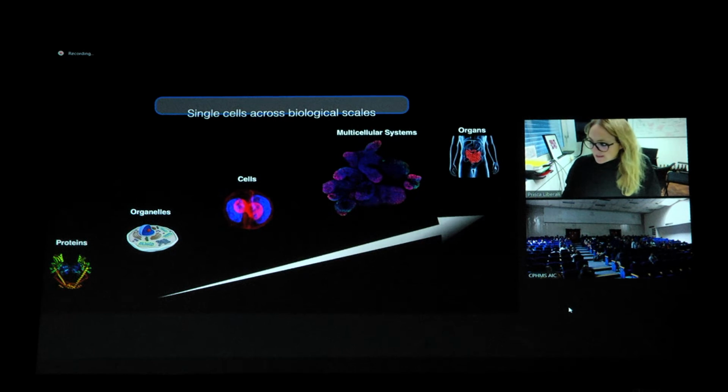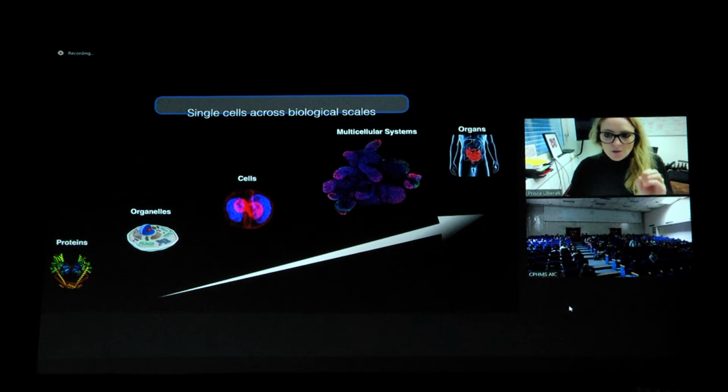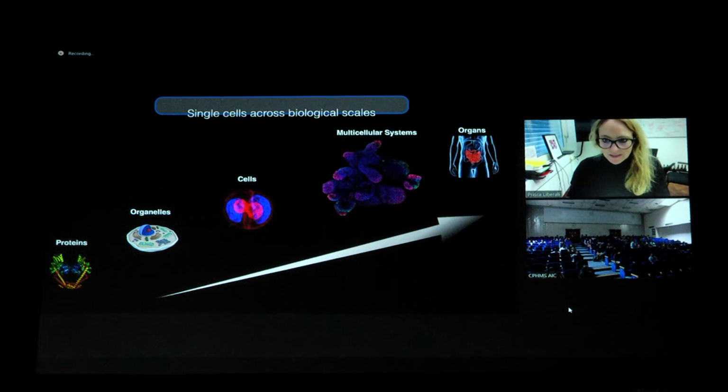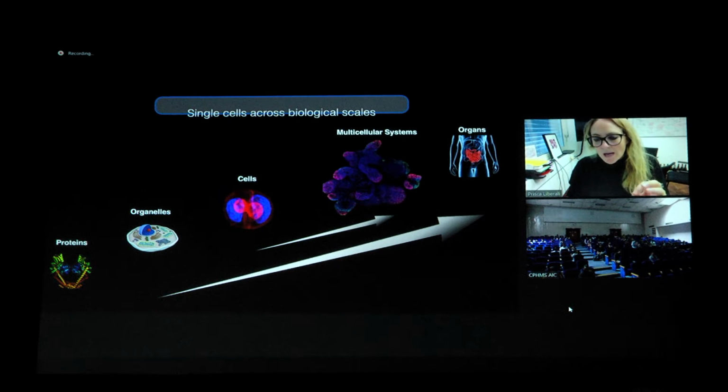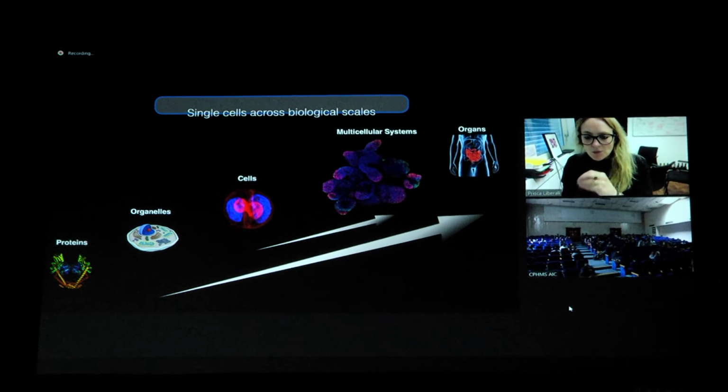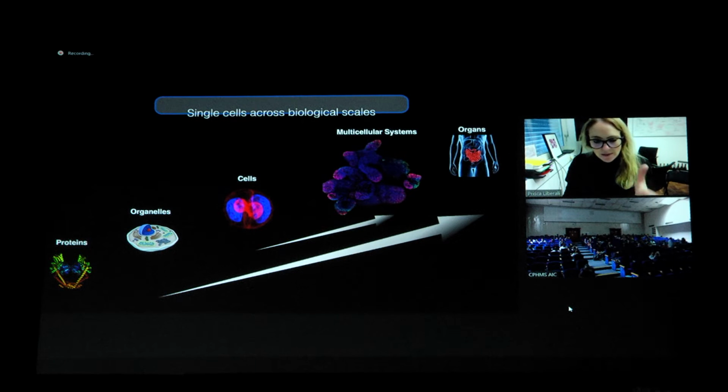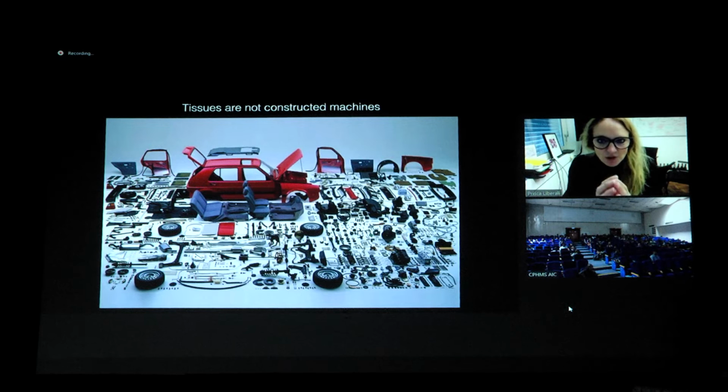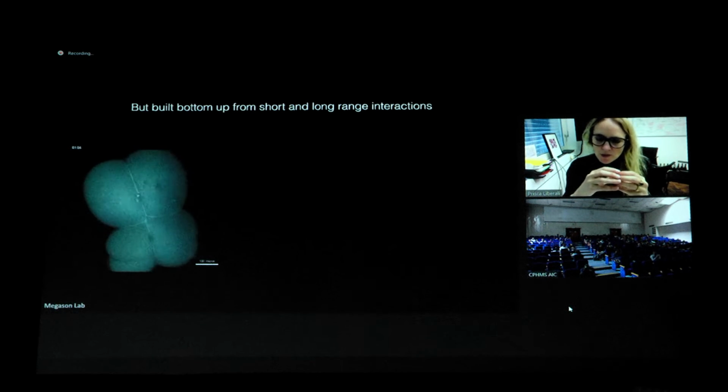What we are mainly interested in in the lab is to understand how single cells cross biological scales, so how individual cells are able to form higher order structures in a multicellular system. These multicellular systems have properties that are really at the higher scale, the tissue level. The interest is understanding how these individual cells are able to communicate and coordinate to make these patterns in vitro. The main challenge is that these tissues are not constructed machines. They're not built top down with individual cells put together one next to each other, but are mainly built bottom up from short and long range interactions.